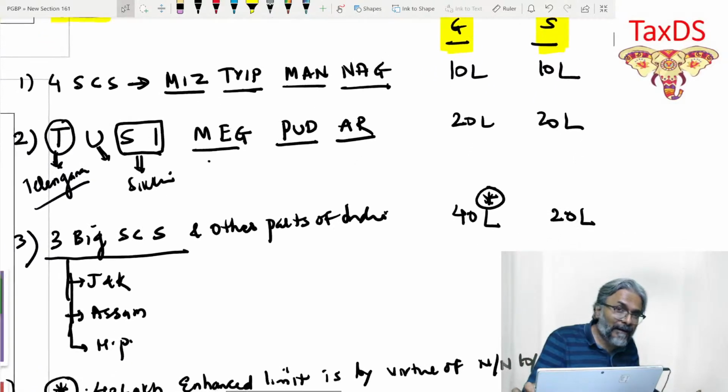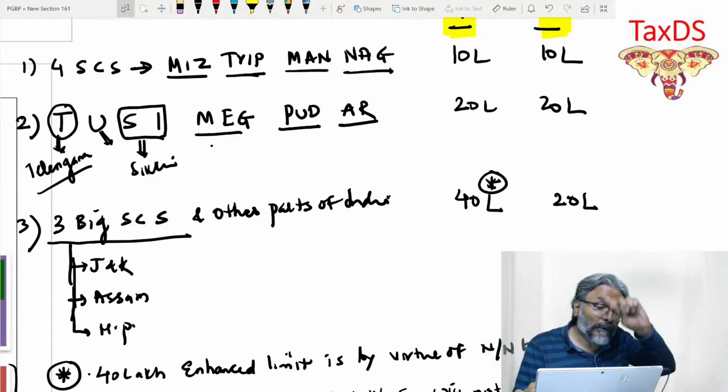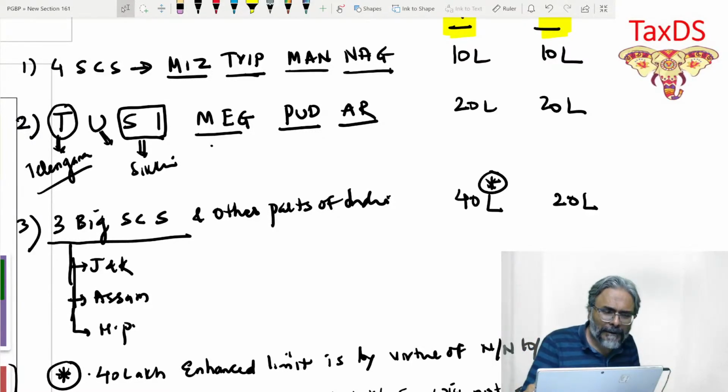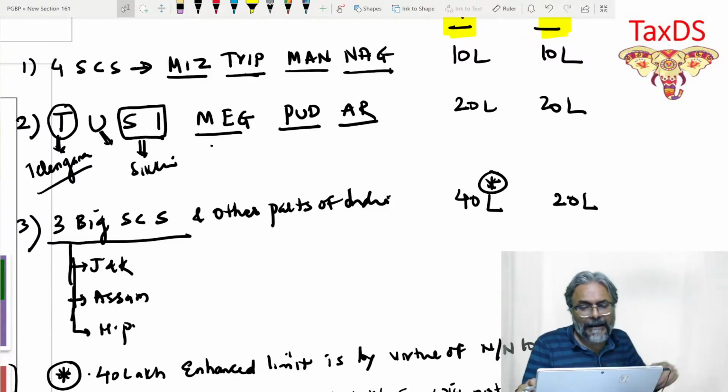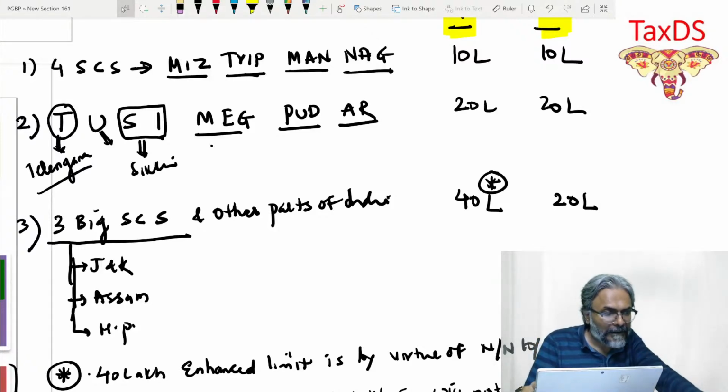And the last category, students, is arriving through a notification number. Do you remember the notification number? The higher limit of 40 lakhs is given by virtue of a notification, which is notification number 10/2019. Now, that higher limit of 40 lakhs is available only for goods, and that too if the supply is intrastate supply, and that is through the three big special category states. Which are those three big special category states? Himachal Pradesh, Assam, and J&K, and all the other remaining parts of India. In those particular cases, students, this is the position of 40 lakhs.